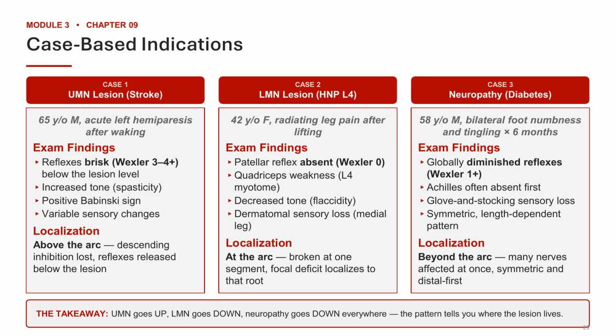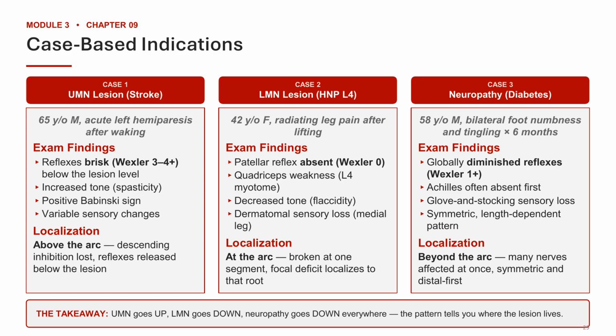3 patients, 3 mechanisms. Reason through each one before I give you the localization. Case 1. A 65-year-old man with acute left hemiparesis noted on waking. Reflexes are brisk below the lesion level, tone is increased, there is a positive Babinski sign, and the sensory changes are variable. Localization, above the arc. Descending inhibition has been lost, and every intact reflex arc below the damaged pathway is released.